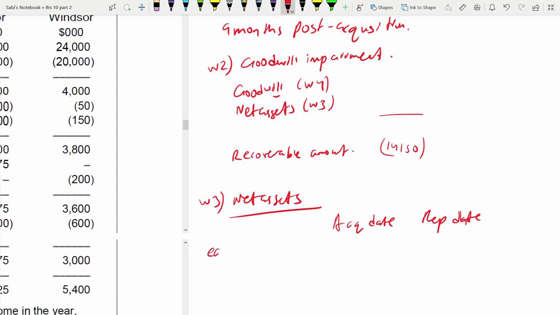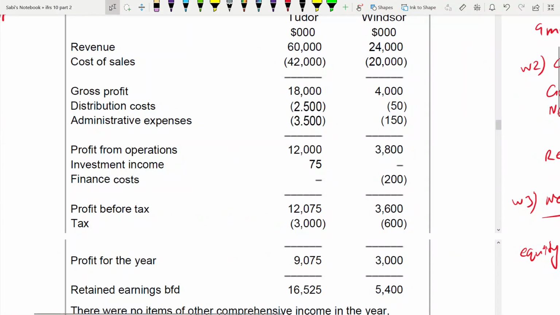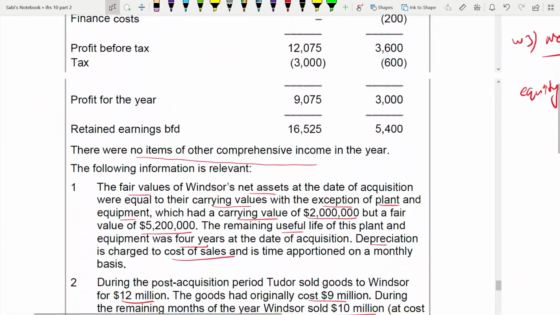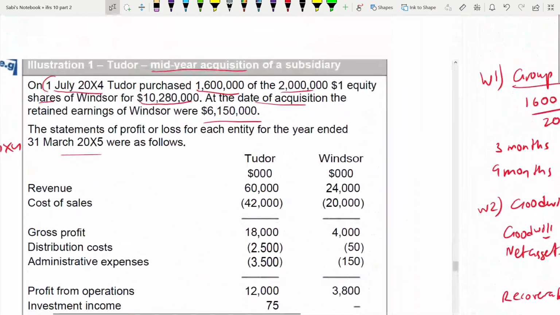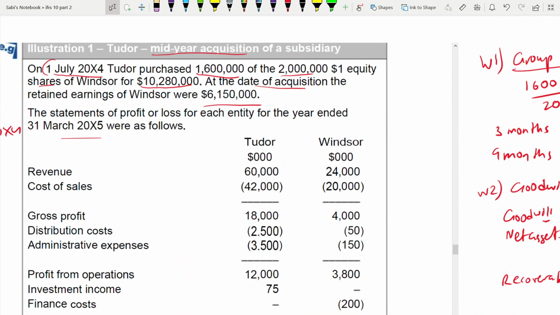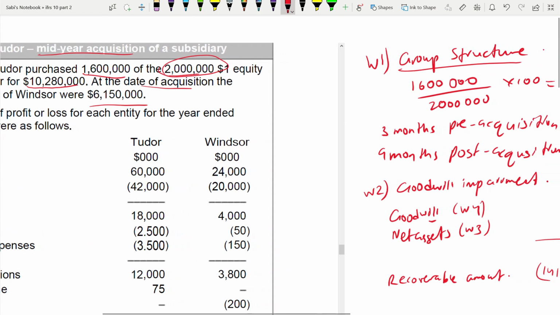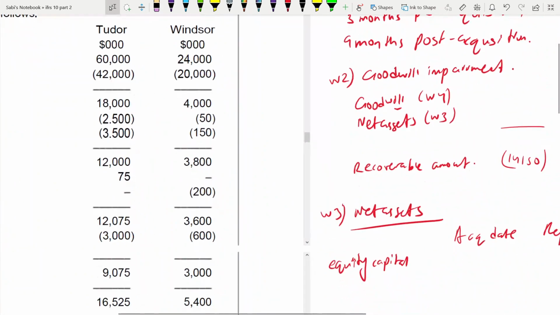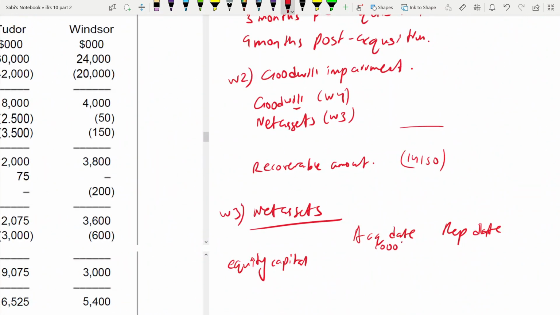Always start with equity capital. If you have any share premium and so on, that also you can add, along with retained earnings. Here equity capital is what you have been given. Even though you are not given the statement of financial position, you are given equity is 2 million. Tudor purchased this much of the shares, so it's 2 million. We'll drop down the 3 zeros, so it's 2,000. Here also it will be 2,000. You can deal in millions or thousands, it is up to you.